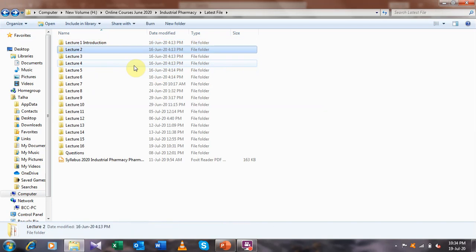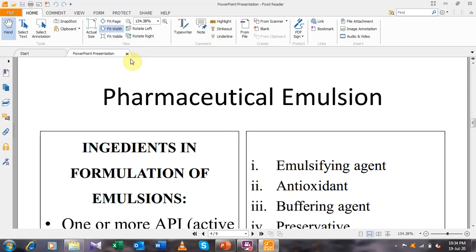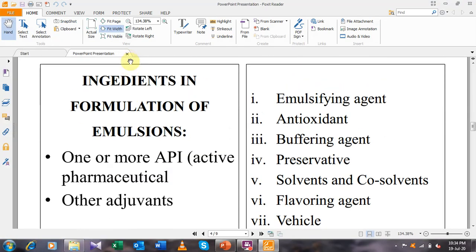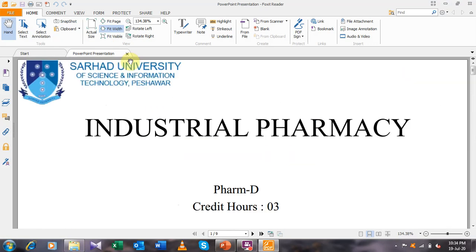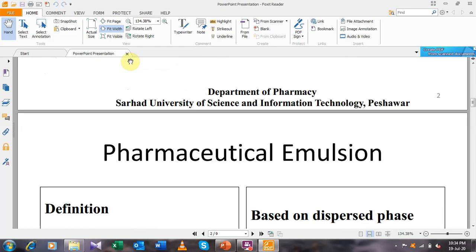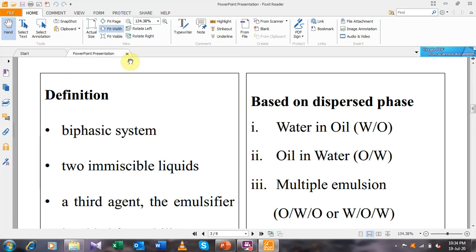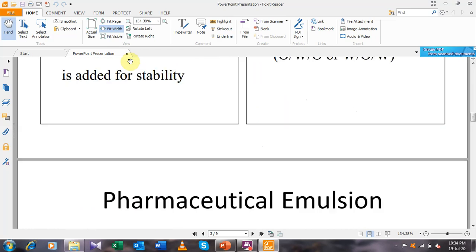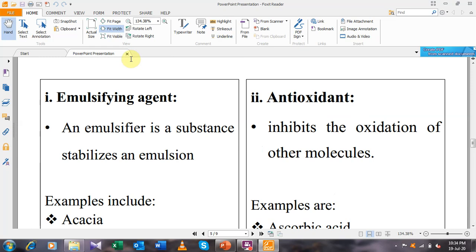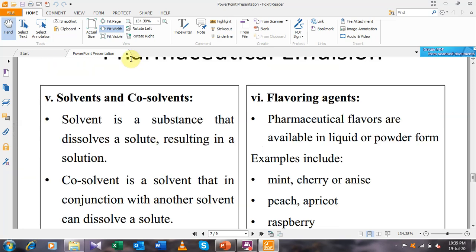It is the first introduction class, and the second class is entitled pharmaceutical emulsion and its formulation, in which we have studied about the pharmaceutical emulsion and different classes of pharmaceutical emulsion on various bases, and in detail we have studied the emulsifying agent, antioxidant, and different other formulation ingredients.